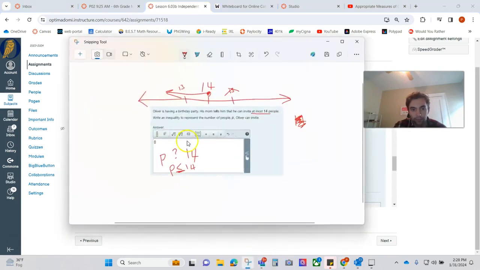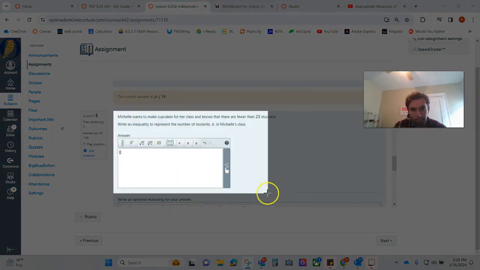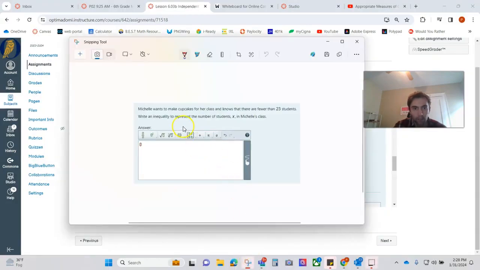Question 5. Michelle wants to make cupcakes for her class and knows that there are fewer than 23 students. Michelle's having a birthday. Let's make cupcakes. Write an inequality to represent the number of students X in Michelle's class. So my answer I know will have X, some kind of alligator mouth right here. Don't know what kind though. And the number 23, our main character number.